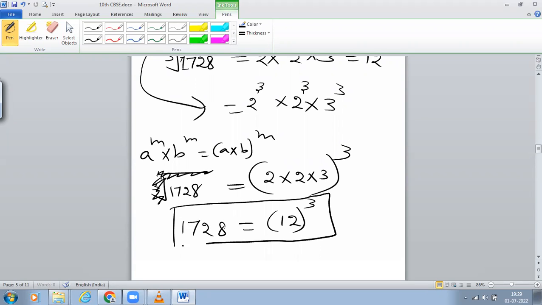Are you able to understand now? Therefore, when 12 is multiplied 3 times, you will get 1728. Hence, the cubic root of 1728 is 12. Complicated? Are you able to understand how to find the cubic root? Yes, sir. Okay.